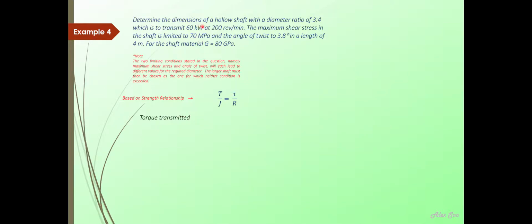based on the power and the speed given, we can find out the torque transmitted by using this power formula. Sometimes it is written as T omega, where omega is the speed in radians per second. But in the case when the speed is in revolutions per minute, then you take 2 pi N over 60. If it is in radians per second, then you don't have to multiply by 2 pi or divide by 60. So from here, you have the torque transmitted by substituting the 60 kilowatt, that is times 10 to the power of 3, and the 200 revolutions per minute. So you get a torque of 2860 Newton meter.